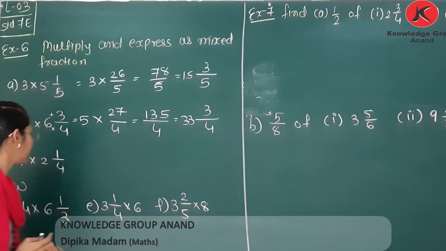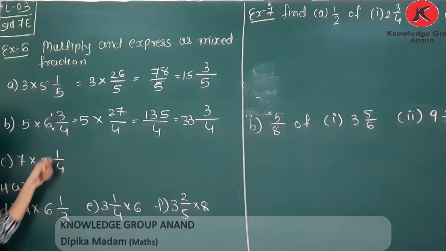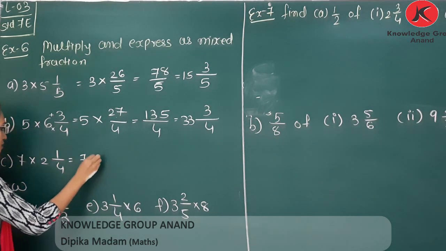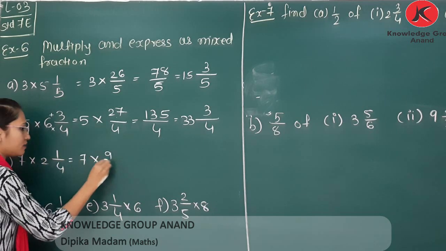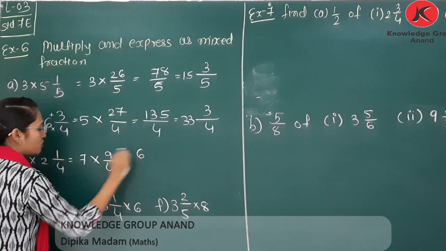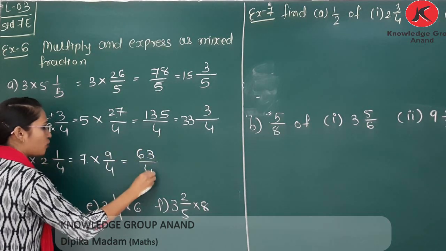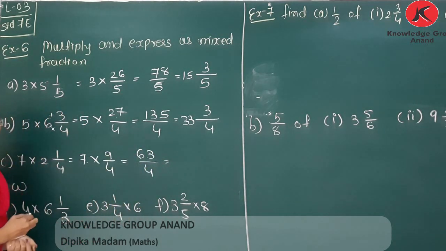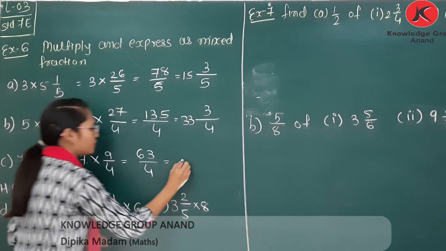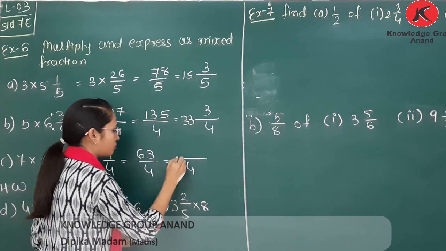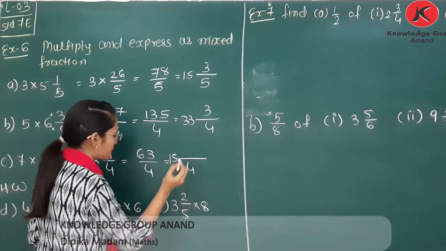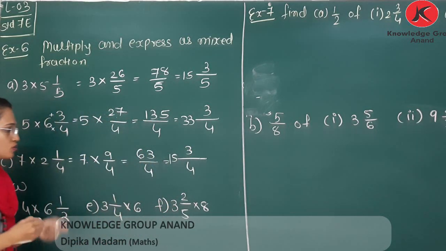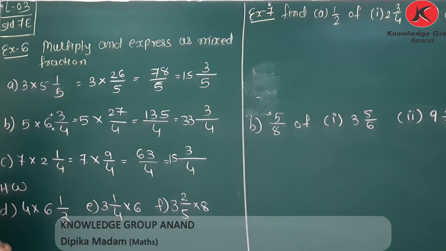Now next one. 7 multiply 2 1 by 4. So 2 4s are 8 plus 1, 9 by 4. So 9 7s are 63 by 4. You can convert it into a mixed fraction. 15 4s are 60 and 3. So it is 15 3 by 4.